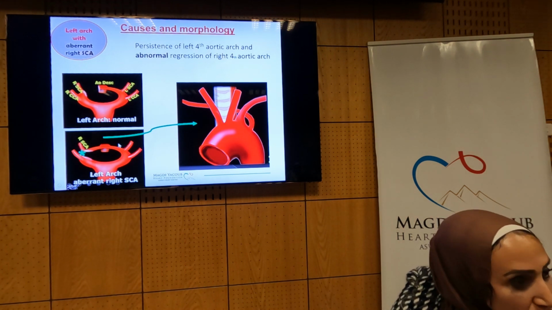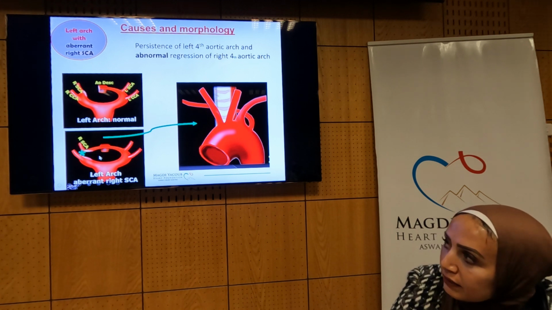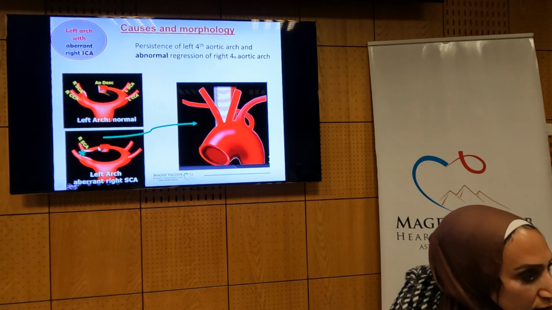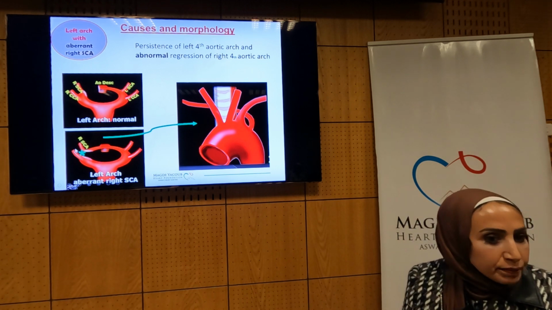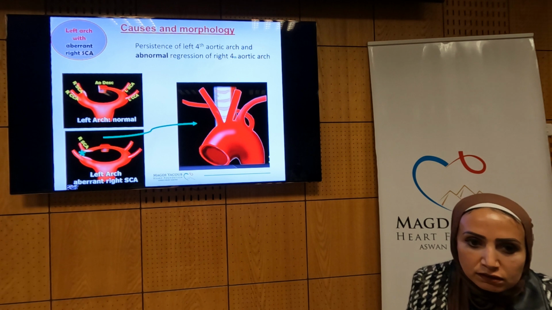We have a left arch. We don't have a double aortic arch. Again, this right subclavian now is connected posteriorly, but we don't have a double aortic arch. We have a brachiocephalic that is giving one branch.